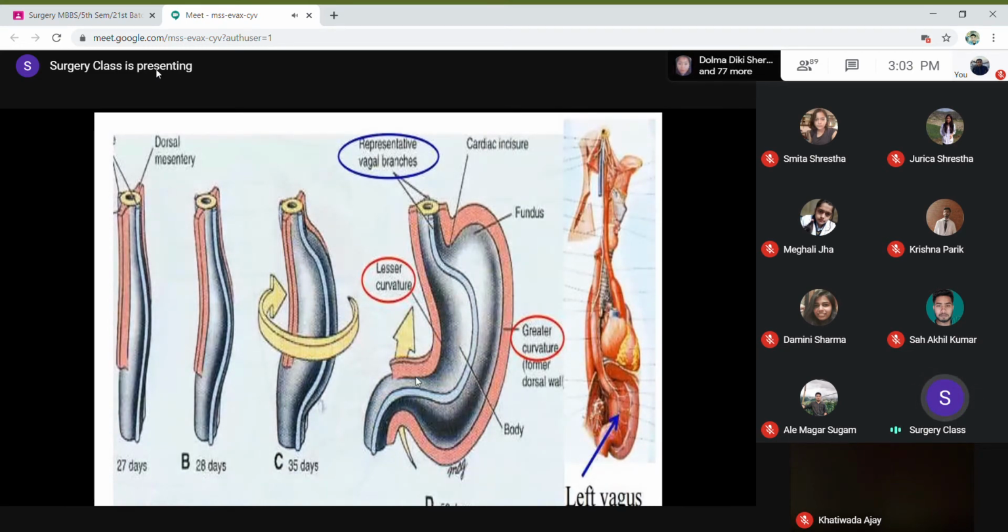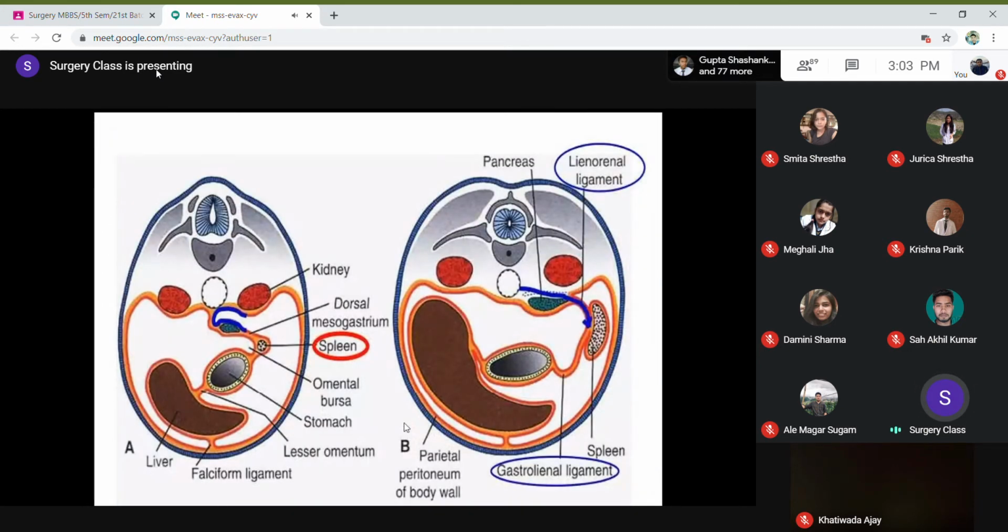So the lesser omentum, and then you see the lesser sac in this area, and the greater sac being the abdominal cavity. The lesser sac and the greater sac communicate by the foramen, here, the foramen of Winslow. You can see how the liver and the stomach are related: the gastrosplenic and the lienorenal ligament. All these things you must have read during your basic science.